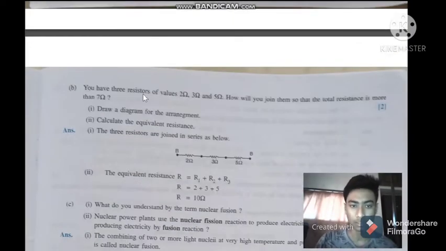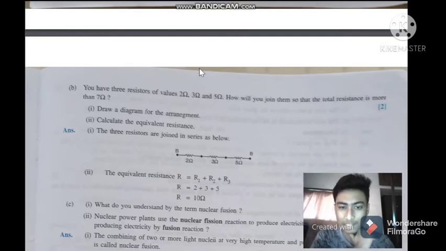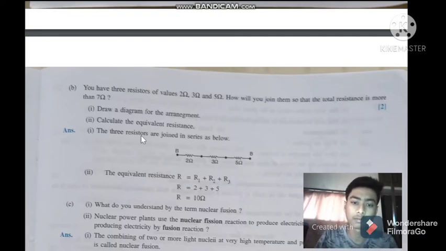Next question. You are given three resistors of values 2 ohm, 3 ohm and 5 ohm. How will you join them so that the total resistance is more than 7 ohm? Very easy. We know that series arrangement is the one where we're going to get everything together at maximum. This is the easiest question you can see. You have to draw the diagram as it is given over here. This simple diagram you need to draw and calculate the equivalent resistance.